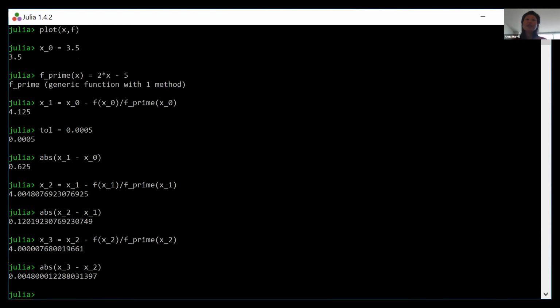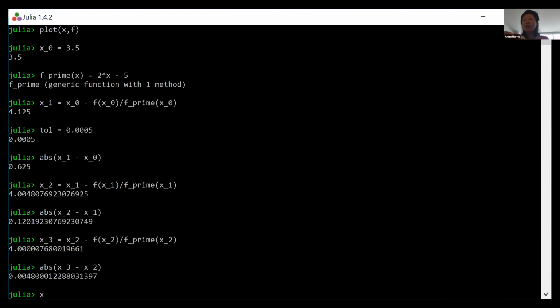The difference is 0.004. What is my tolerance that I want to use? I want my tolerance to be 0.0005. So this number is still too big. The difference between the second iteration and the third iteration is still too big. I would say I want to do one more iteration. Let's just see what that does.